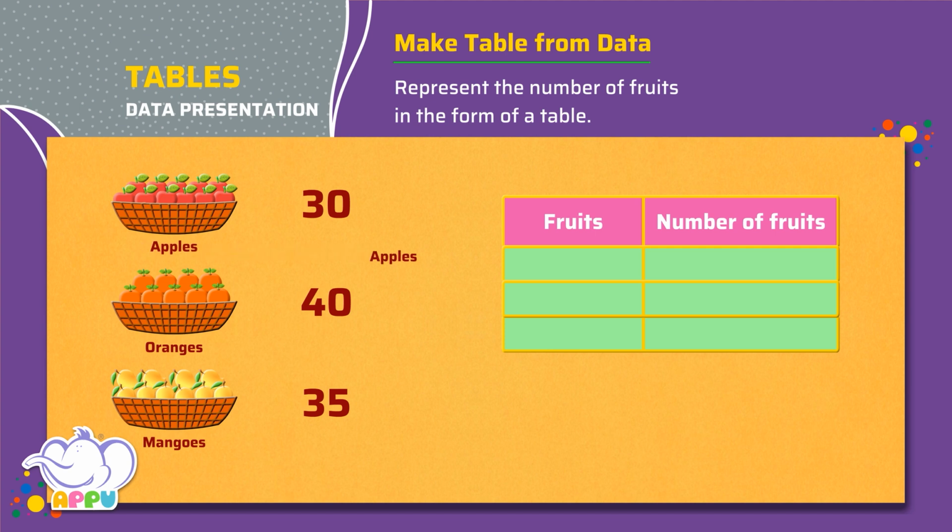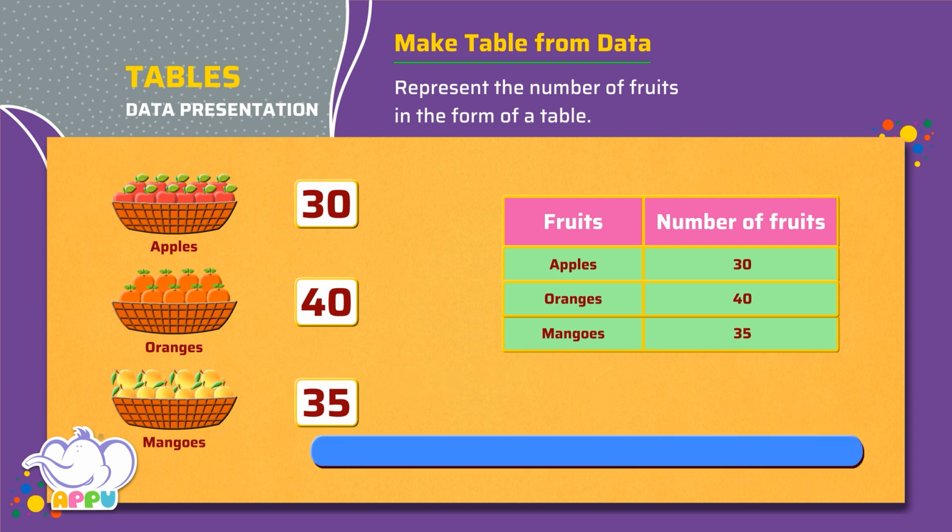Apples. We have 30 apples. Oranges. We have 40 oranges. Mangoes. We have 35 mangoes. This is a table containing fruits and number of fruits.